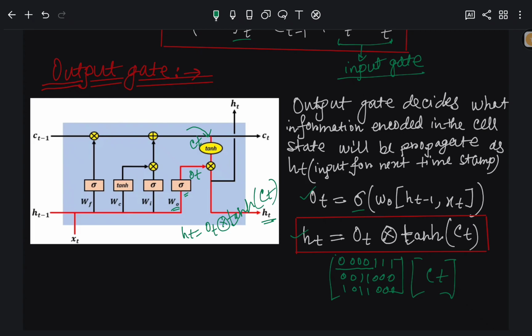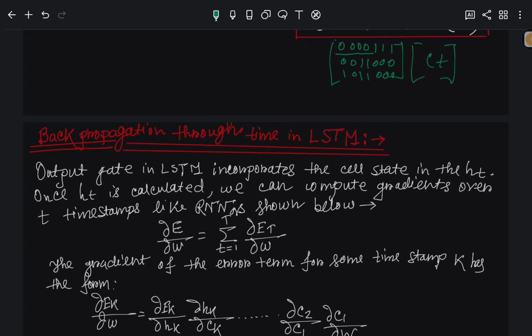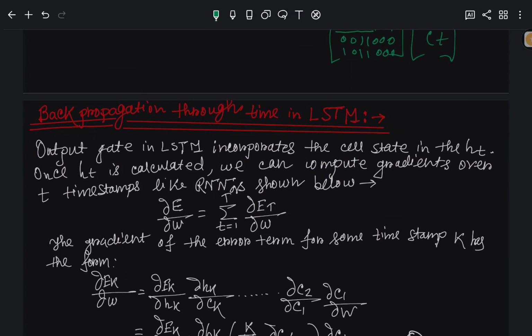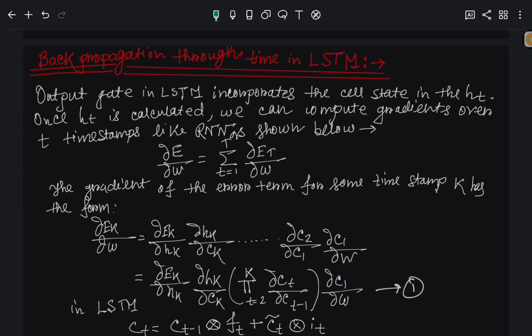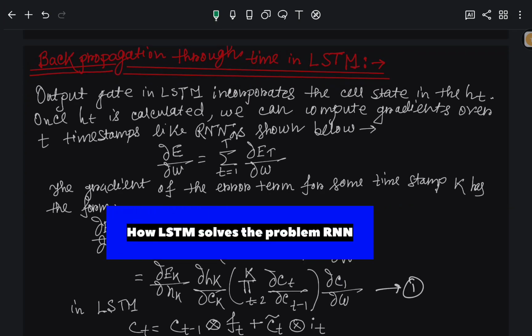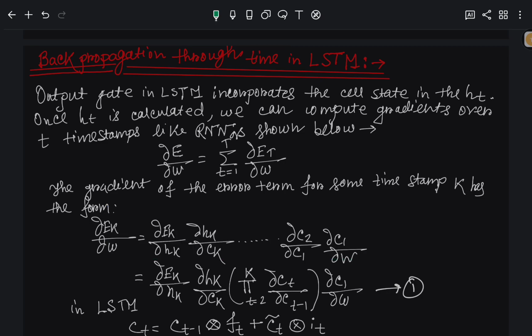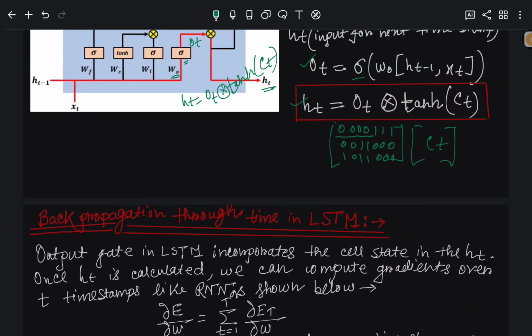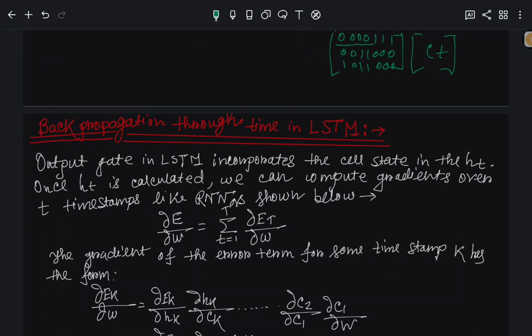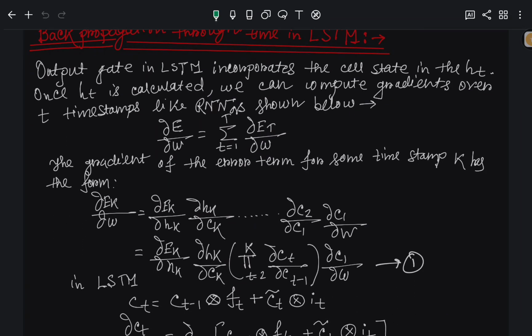So with this, we will now talk about how the backpropagation through time in LSTM works and how it can solve the vanishing gradient problem, which we have seen in the case of RNN, right? So the output in LSTM incorporates the cell state, right? So that we have seen. So using the cell state value, we are calculating the HT, right? So once HT is calculated, we can compute gradients over T timestamps, which we also did in the case of RNN, right? Now if I just consider the gradient of the error terms for some timestamp k, right?